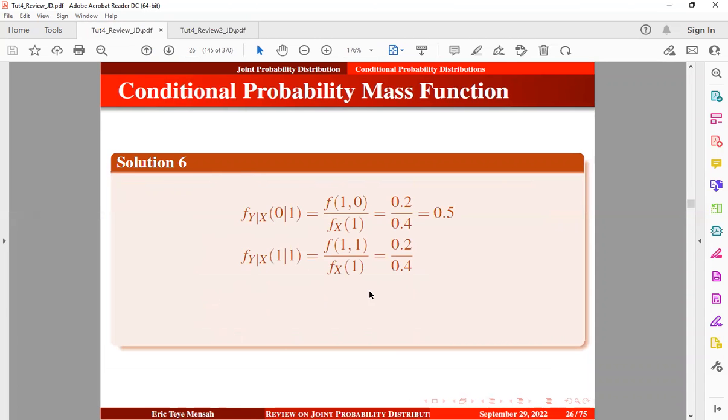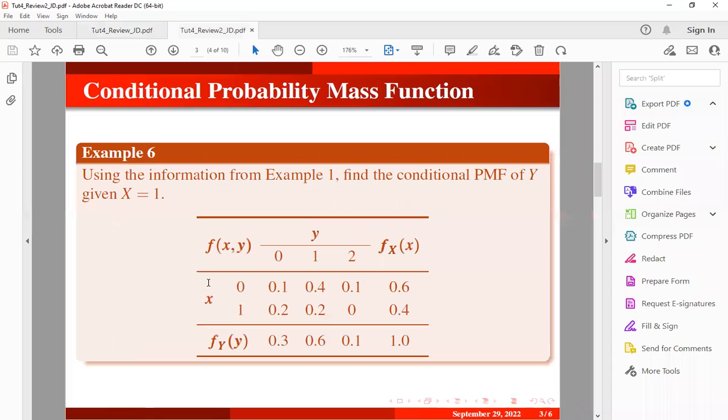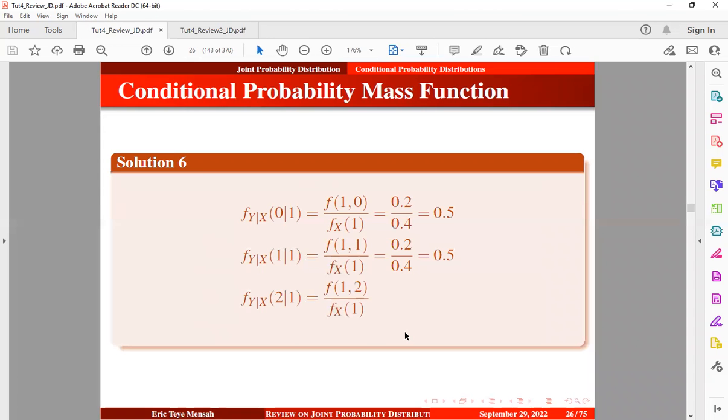Then we divide by the marginal PMF of X equal to 1, and we also obtain that. Then the last part for Y, we want to find the conditional PMF of Y equal to 2, given that X is equal to 1, in this form. So you have to obtain the joint PMF of X equal to 1 and Y equal to 2, and there's a corresponding probability. That is 0. So we divide 0 by 0.4 and we obtain that. They're quite simple to do.